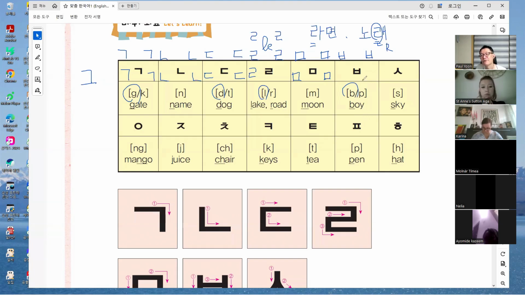For your information, in Korean there is no V sound. Only the B sound, in Korean.